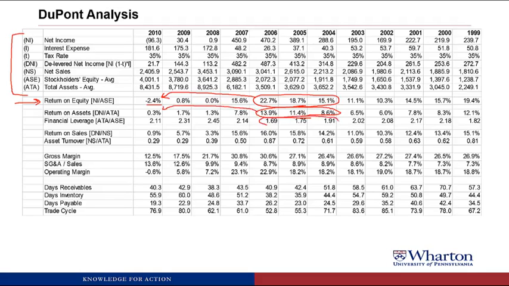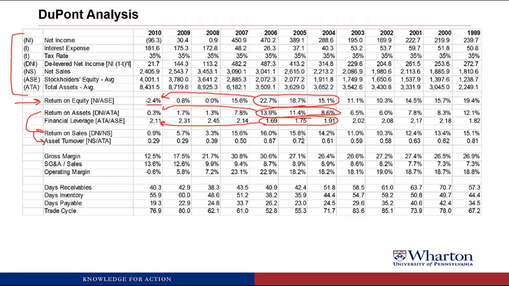Leverage has actually gone up, and that's the outcome of the Florida Rock acquisition, where they took on a lot of debt. Now, increasing leverage should increase ROE, so the financial leverage is pushing ROE up, but it goes down because of the dramatic drop in ROA. And then, of course, ROA is split into return on sales and asset turnover.